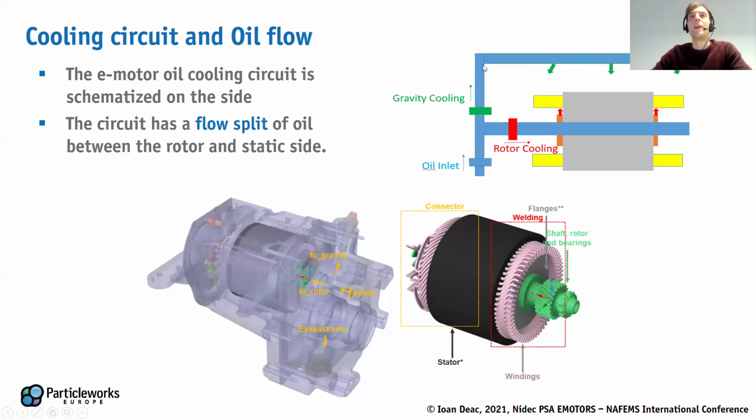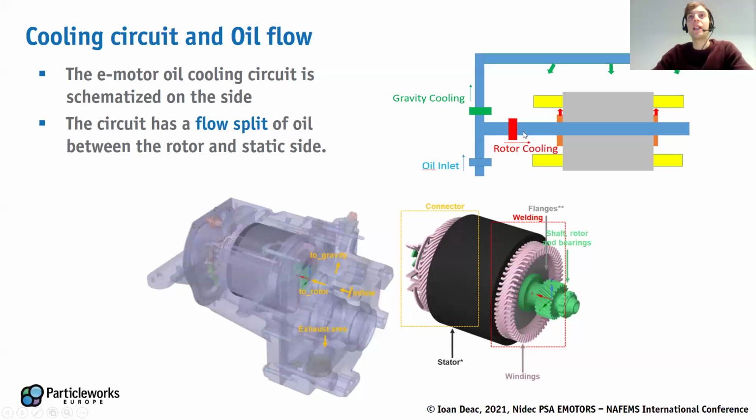Okay, so one of the objectives here was to understand the flow split of oil between the rotor cooling system and the gravity cooling system. You can imagine here we have nozzles spraying oil directly onto the coils on the inner side, and then some static nozzles at the outer side of the e-motor.